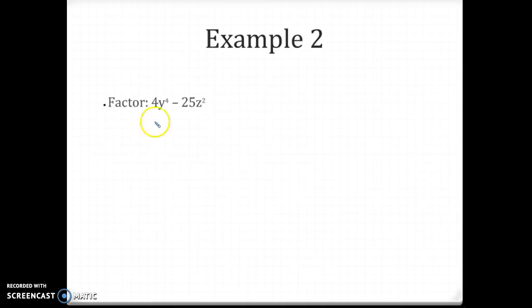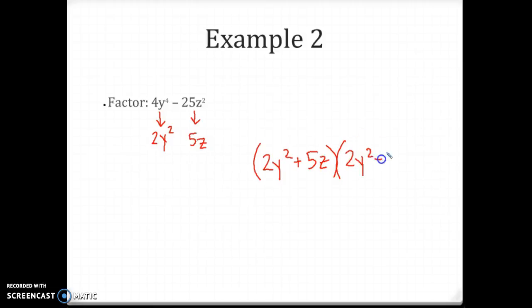So for example, 4y to the fourth minus 25z squared. 4 is a perfect square, 25 is a perfect square, y to the fourth has an even exponent, and z squared, even exponent. So this is a difference of squares. The square root of 4y to the fourth would be 2y squared, and the square root of 25z squared would be 5z. Once you have your square roots, we're going to have the first square root plus the second square root, and then the first square root minus the second square root. And that's it. Find your square roots, plug them into your pattern. It's as simple as that.